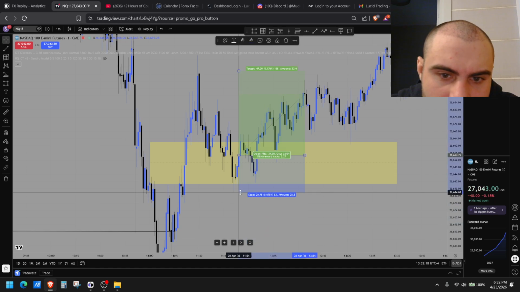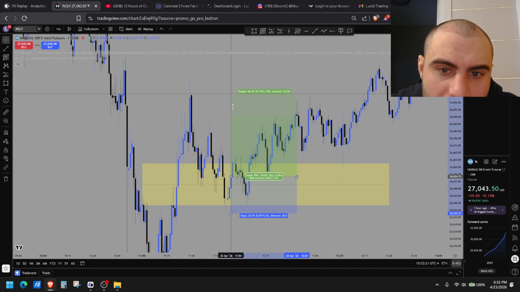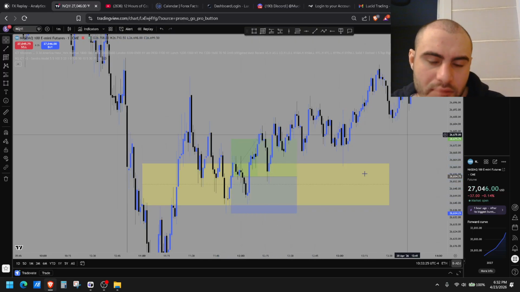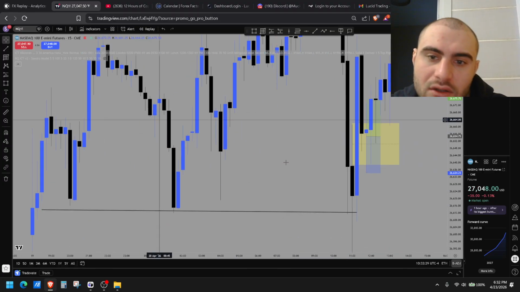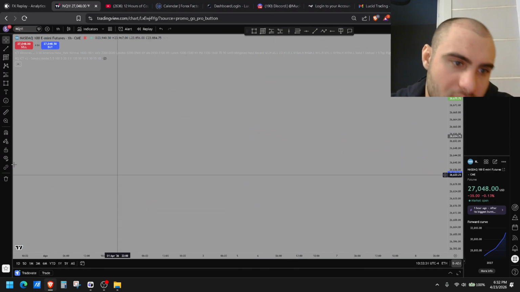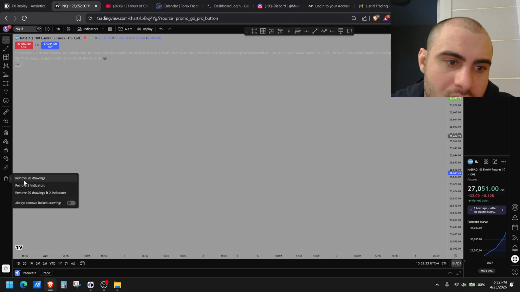Stop loss at the swing low. Go for a 1-to-1. Bang, you would have banked, right? So off that 15-minute EOB, you could use it as another confluence, right? So let's go to the hourly, try to find some hourly EOBs.